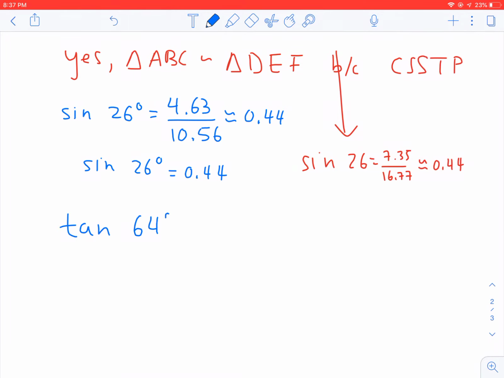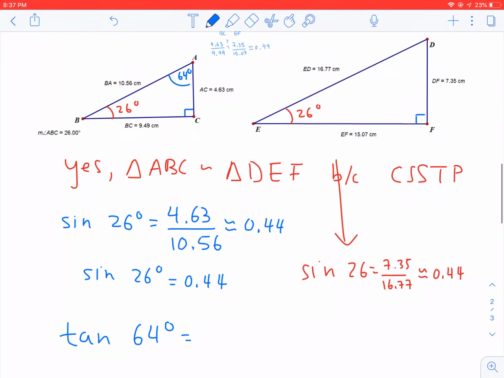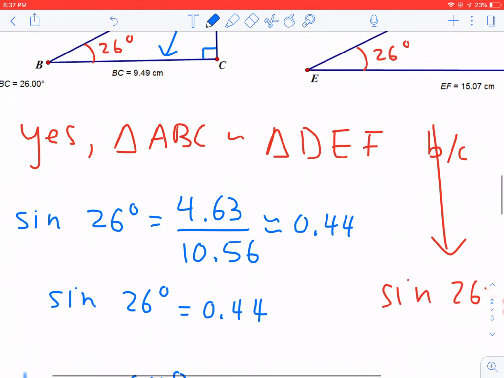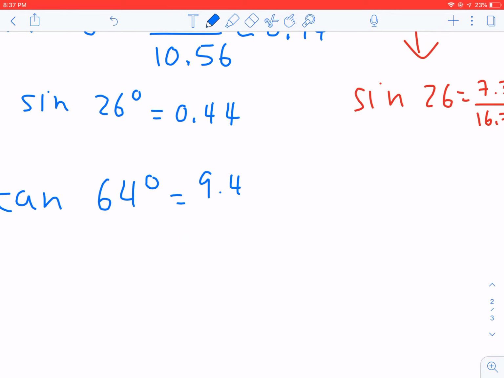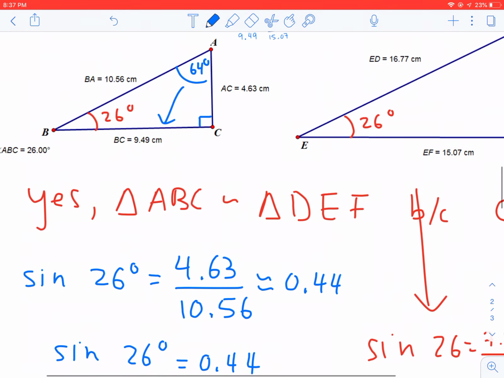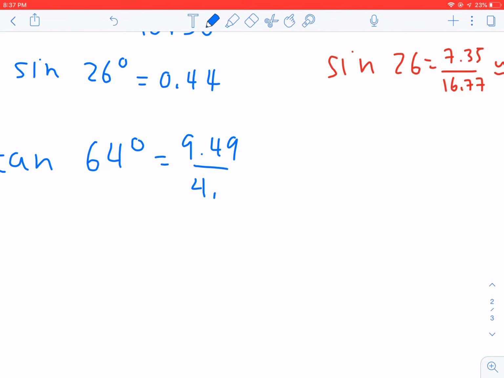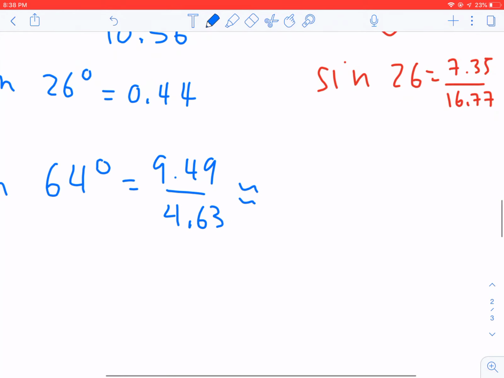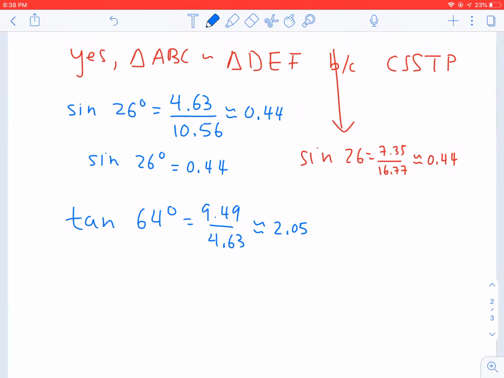And let's do tangent of 64 degrees. Well, that's going to be the relationship between opposite over adjacent. So that's going to be 9.49 over 4.63. So if you type in either tangent of 64 around 2.05, or if you do 9.49 divided by 4.63, you get about 2.05.